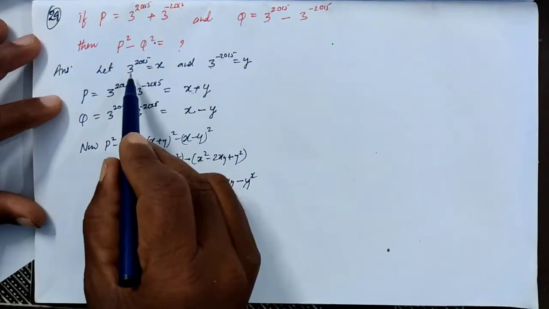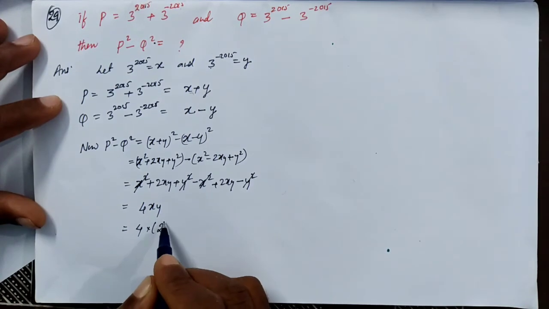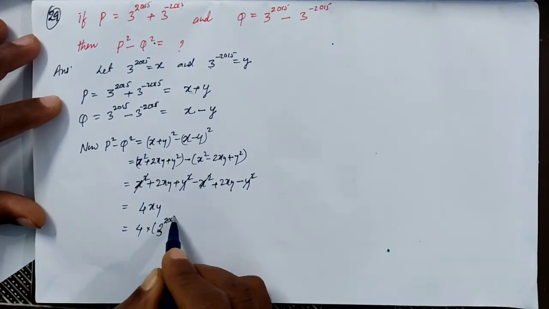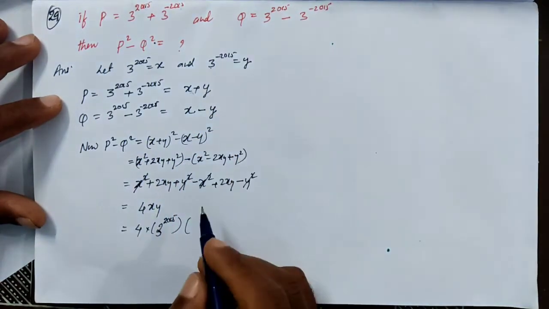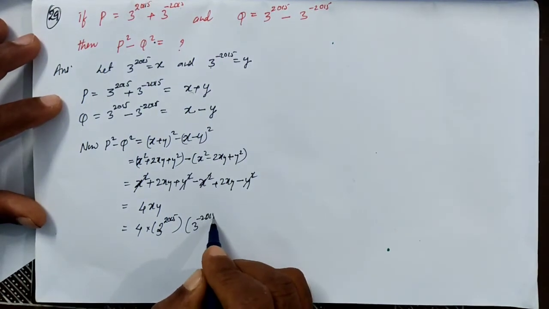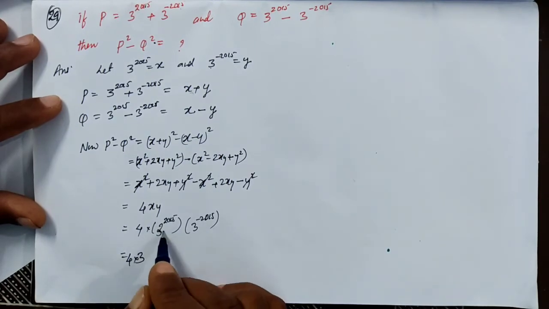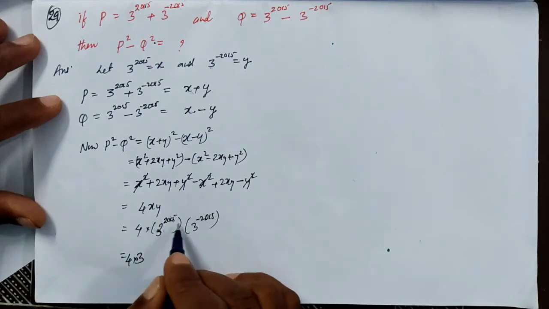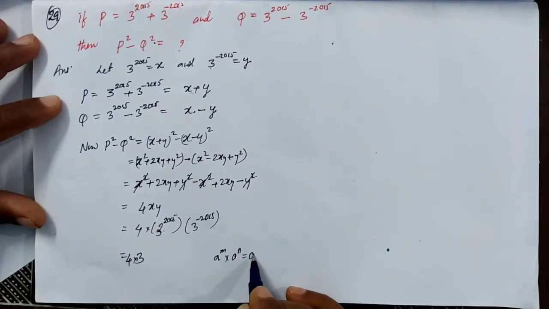So what is x? x is equal to 3 to the power of 2015. So in place of x you write 3 to the power of 2015, and y is 3 to the power of minus 2015. So 4 into 3 to the power of 2015 into 3 to the power of minus 2015. We can add these exponents, because a to the power of m into a to the power of n is equal to a to the power of m plus n. You know this formula.